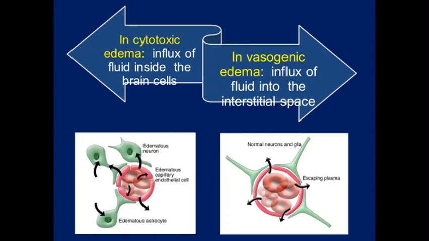In cytotoxic edema, influx of fluid inside the brain cells takes place. In vasogenic edema, influx of fluid into the interstitial space takes place.